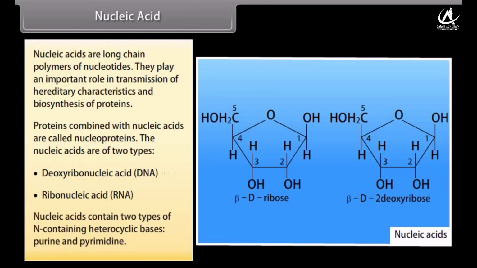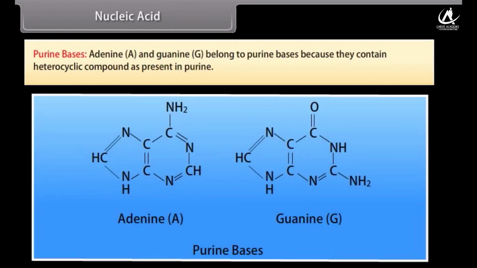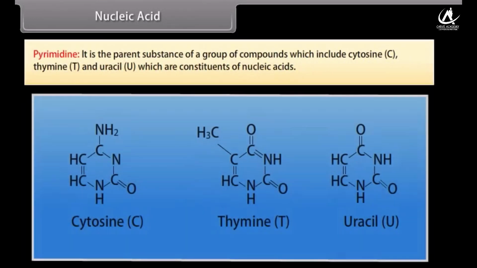Nucleic acids contain two types of N-containing heterocyclic bases, purine and pyrimidine. Purine bases. Adenine and guanine belong to purine bases because they contain heterocyclic compound as present in purine. Pyrimidine. It is the parent substance of a group of compounds which include cytosine, thymine, and uracil, which are constituents of nucleic acids.